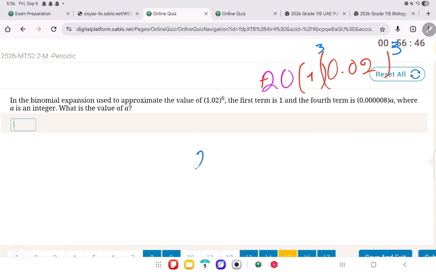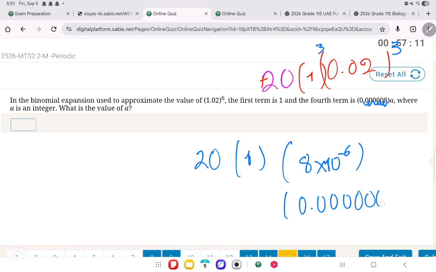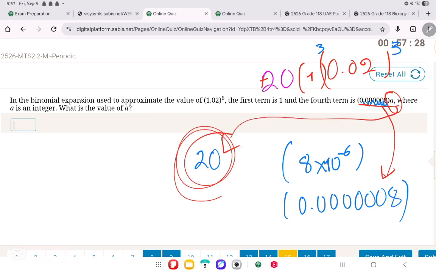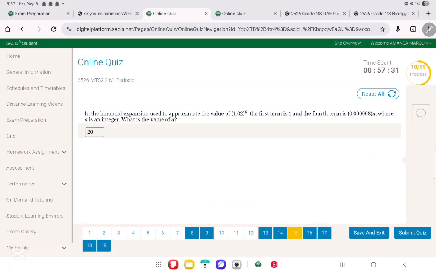Now it's 20 times 1 to the power of 3, which is 1. And then 0.02 to the power of 3 is 8 times 10 to the power of 6. Let me just check: 1, 2, 3, 4, 5, and 6. Yeah. So this is 8 times 10 to the power of 6, or in another term, 0.000008. Anything times 1 is the number itself, so you don't need it in this equation. We need the value of a, which is 20. So the answer is 20. Now, we finished 15.